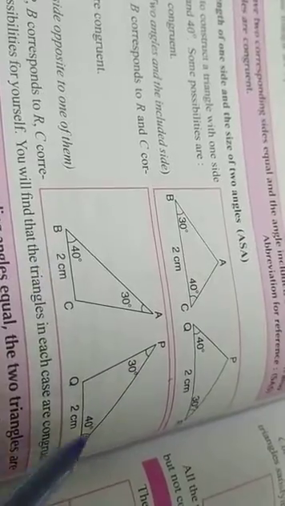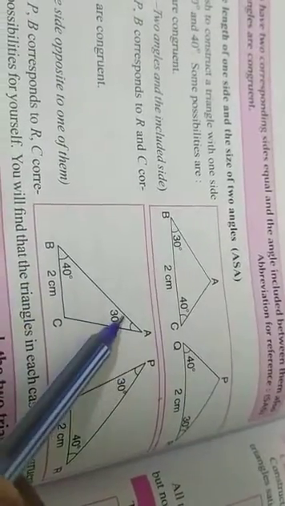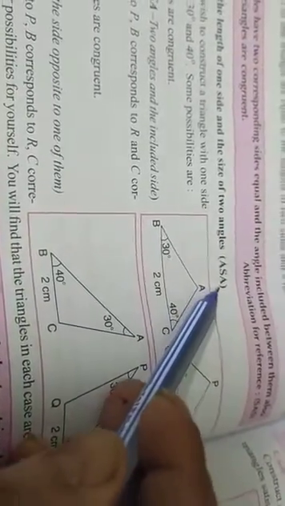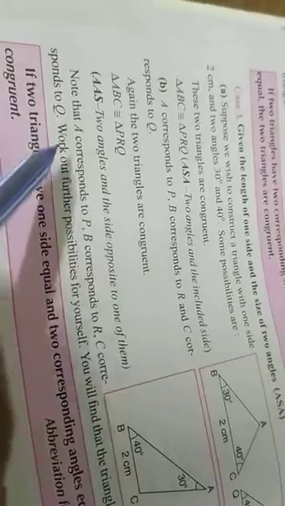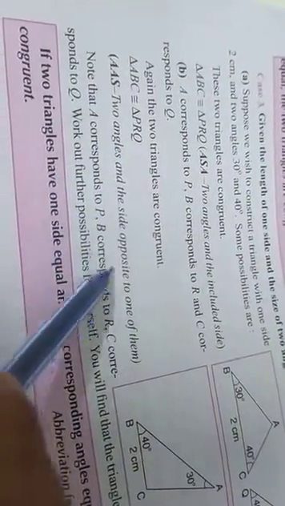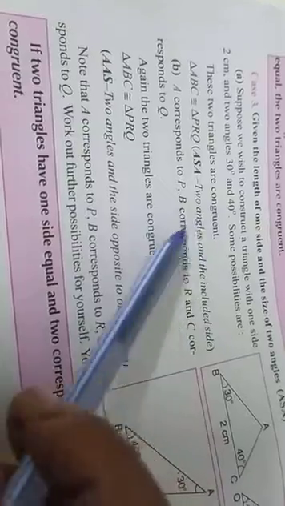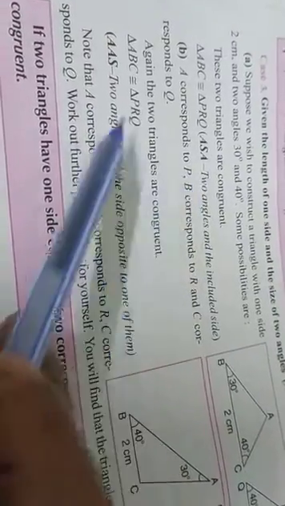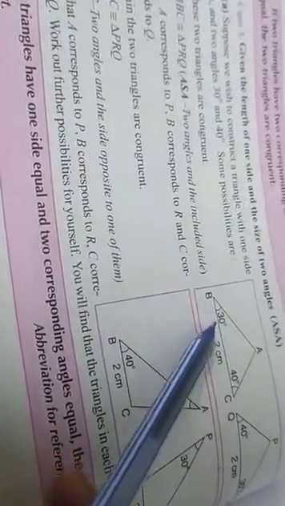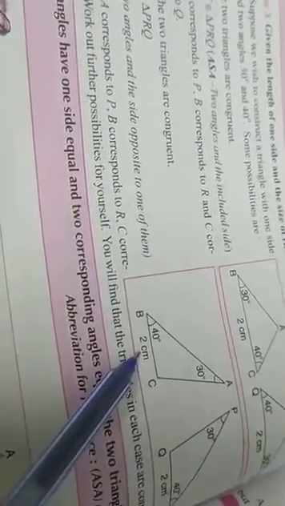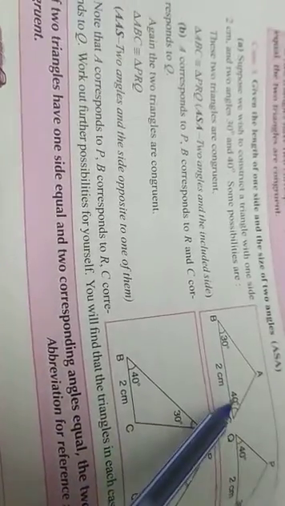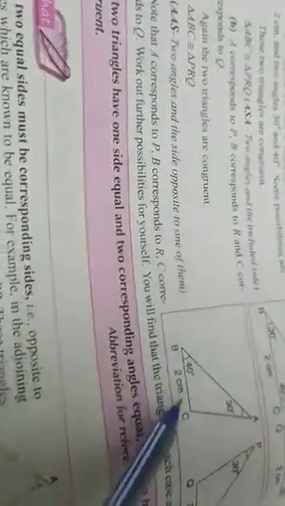But here it is angle, angle, side. Here is the included side, but here the side is different. So in this figure it is the ASA congruence condition, but in this one it is angle, angle, side. So it is AAS, when two angles and the side opposite to one of them are equal. So make the difference between ASA and AAS. Here the side is included between two angles, and here the side is opposite to one of them. This is ASA and this is AAS.